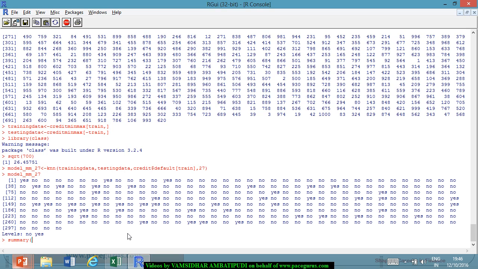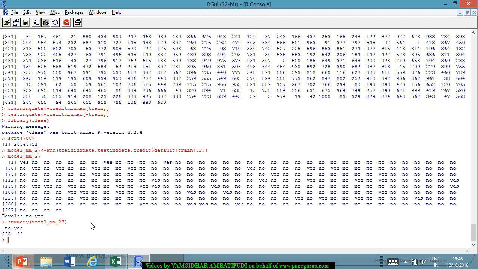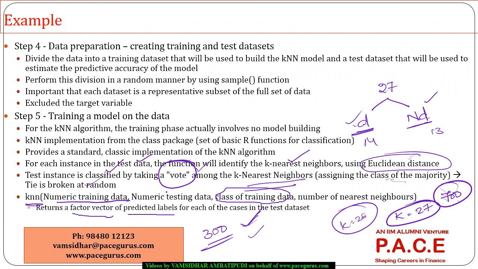Sometimes when I want to do a summary of this particular model, I will simply get that there are 256 no's that this model has predicted and 46 yes's have been predicted by the model. So I have to really compare it with the actual. These are the predicted values, based on the learning that the model has done. These are the predicted values.